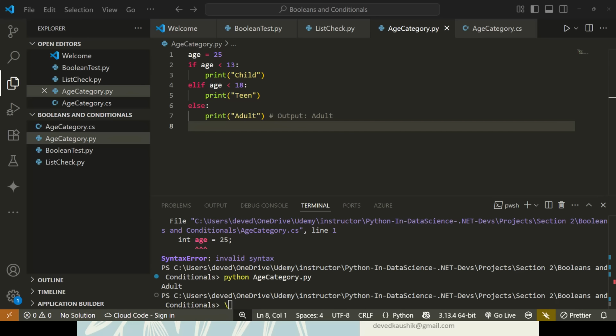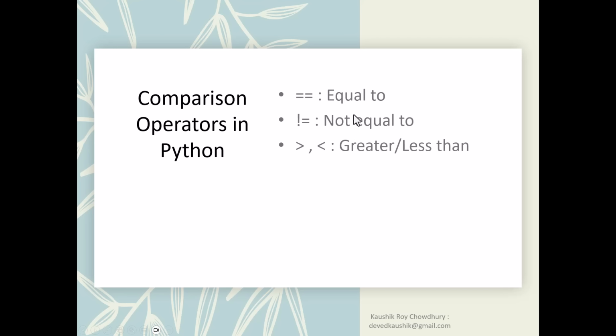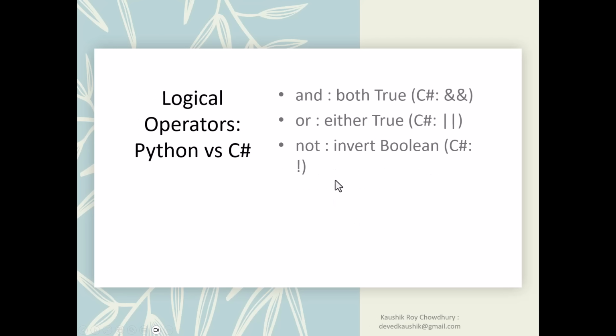So there's the next slideshow. Now equals is equal to, not equals is not equal to, greater than and less than, greater than or equal to and less than or equal to. These are the comparison operators in Python. See the absolute similarity with the C# comparison operators. Logical operators in C#: and means both true, or means either of them is true, and not is the invert of a boolean, that is the not operator.